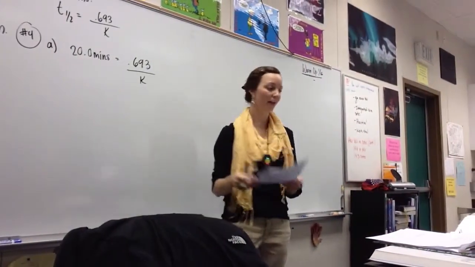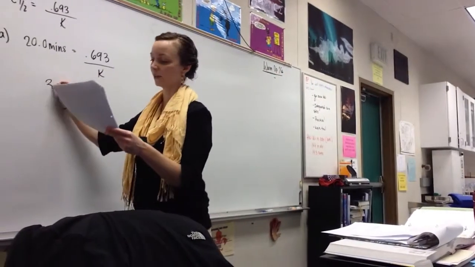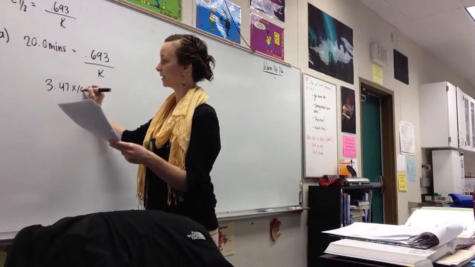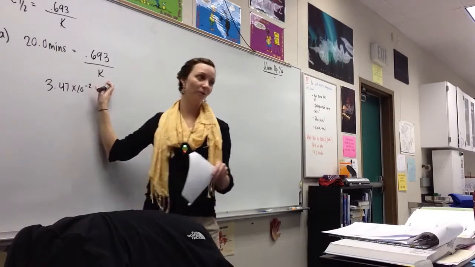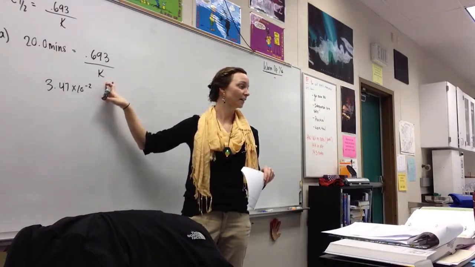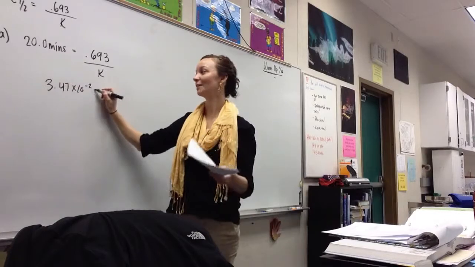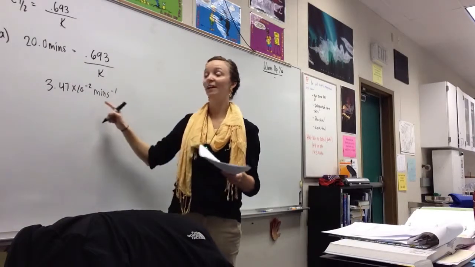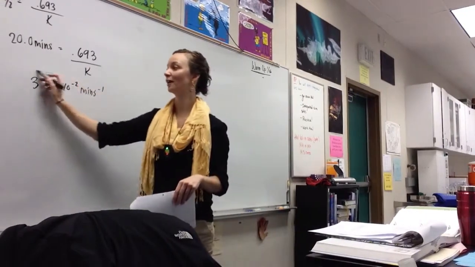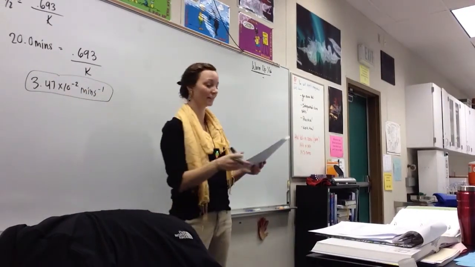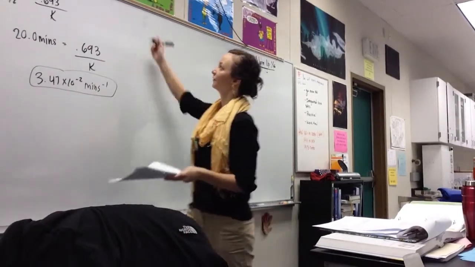It's pretty simple. Solving for K, you would end up getting 3.47 times 10 to the negative 2. And because this is K in its first order, what are the units? What's the time? The time's in minutes, so it's going to be minutes to the minus 1. If we wanted it to be in seconds, we'd have to multiply this by 60. So make sure you guys are paying attention to whether they're using minutes, hours, or seconds, because it will change your units. Okay, for part B.